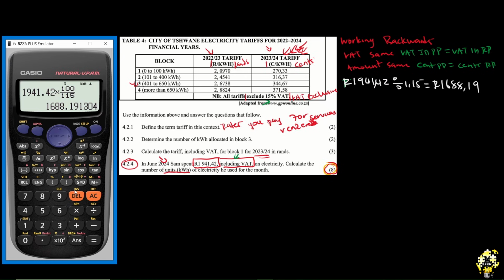1,688.191304. So we have done that. So now the purchasing price, this is what I was talking about. See, the purchasing price is now VAT exclusive. The rates of price, they are also VAT exclusive. Now we can start working.